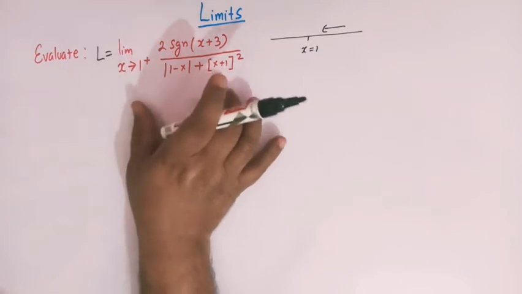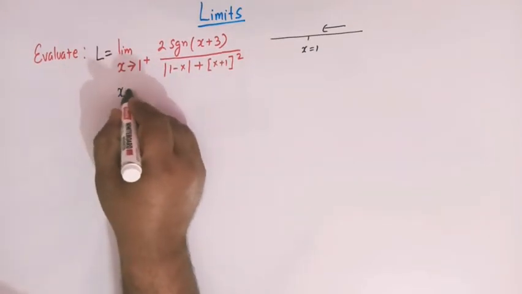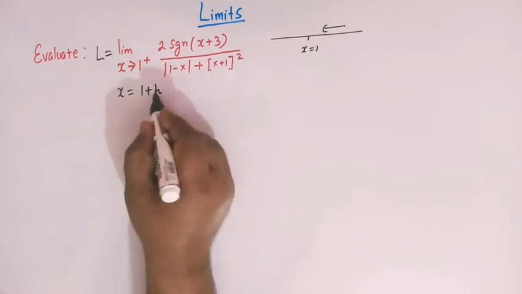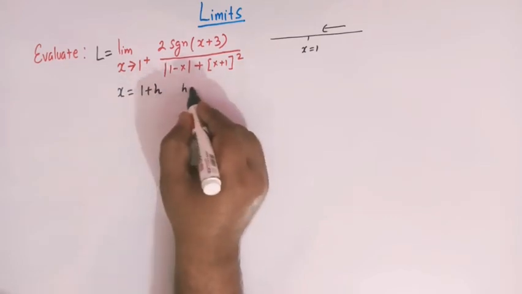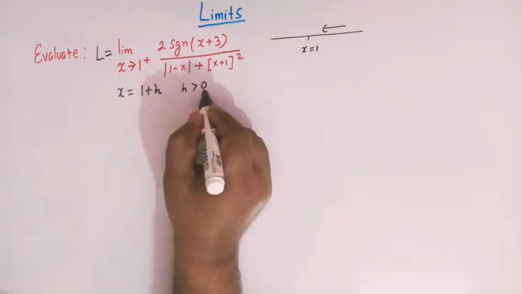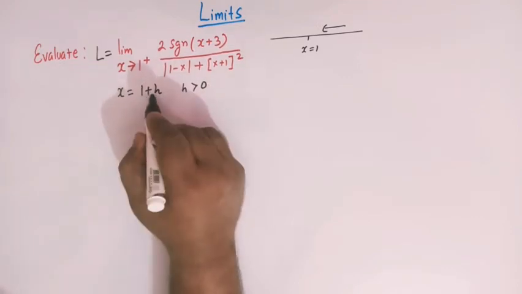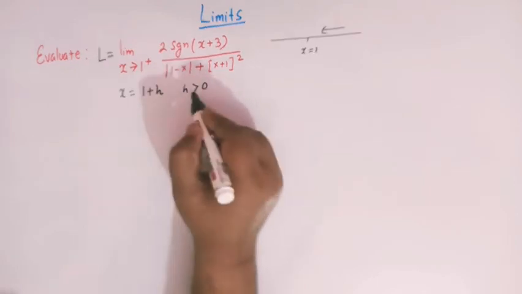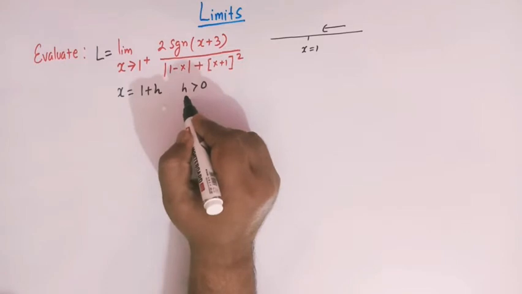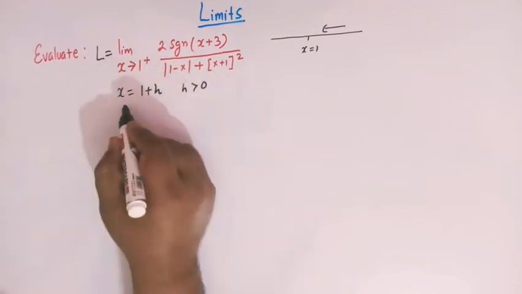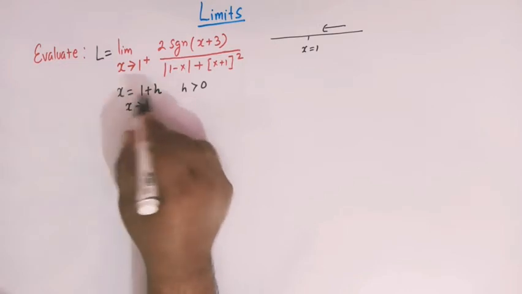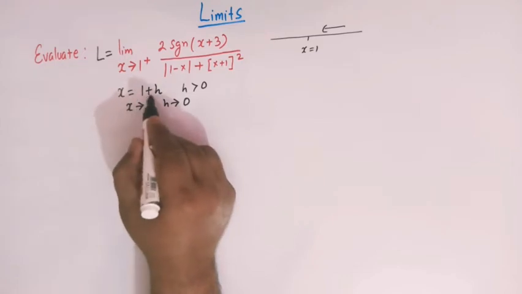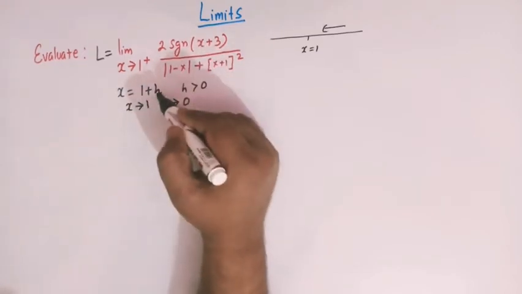And here what we will do, we'll take x equal to 1 plus h, right? So x is equal to 1 plus h, and h is a very small quantity and h is greater than 0, right? This is also a very important point in limits, that is this quantity h is a positive quantity, but it is very small, right? So when x tends to 1, then obviously h tends to 0, right? So we'll now replace x by 1 plus h in this function.